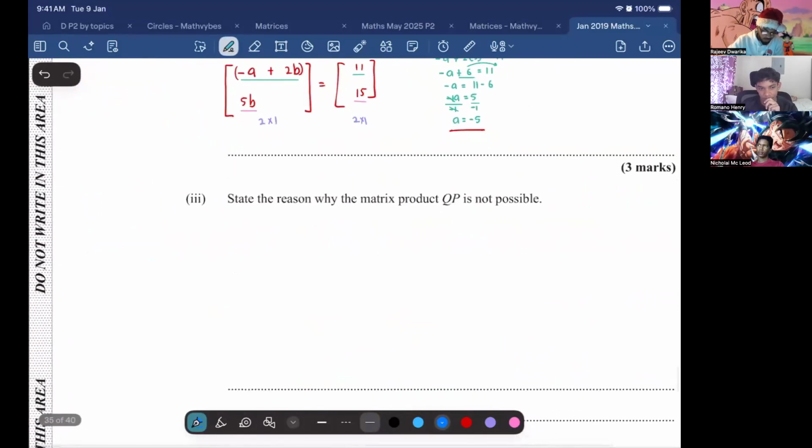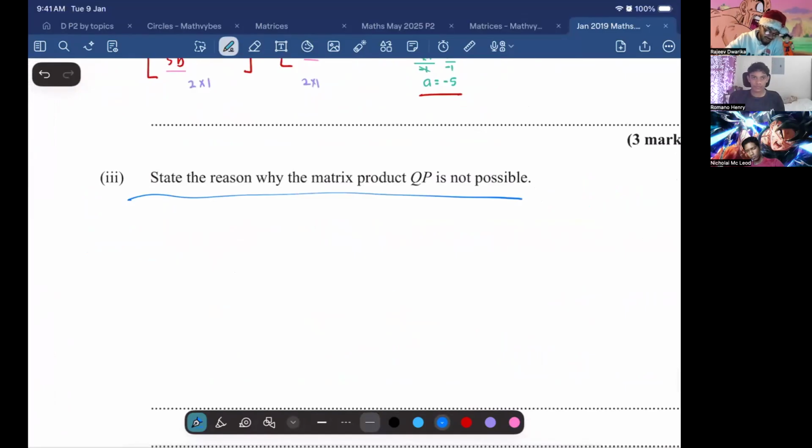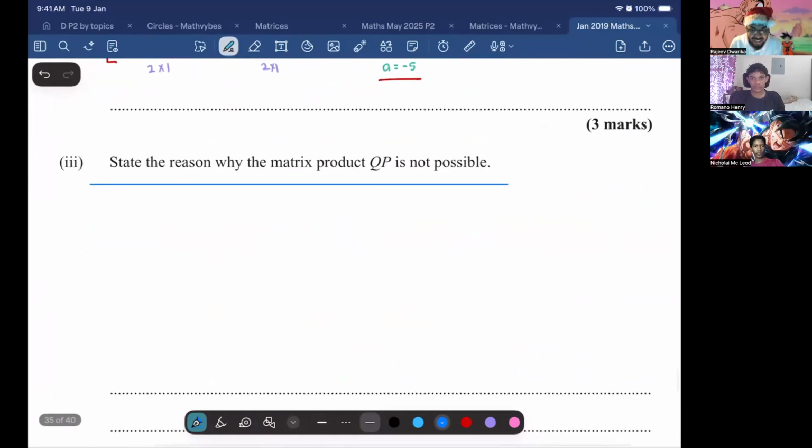All right. State the reason. Although we call this, we call this. What are they asking you here? If QP is not possible, how do you know if a product can't happen? Multiplication? Rows and the column.